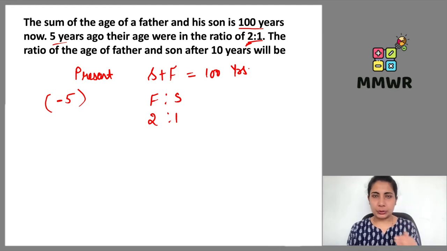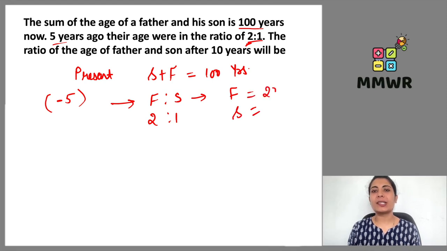So first of all, we should know the present age of father and son, and then we will be adding 10 so that we will be getting the new age. Okay, new ratio after 10 years. This is the present, this is the age 5 years ago. Ratio is given 5 years ago. So father's age 5 years before and son's age 5 years before is 2x and 1x. But at present, the age of father should be 2x plus 5.